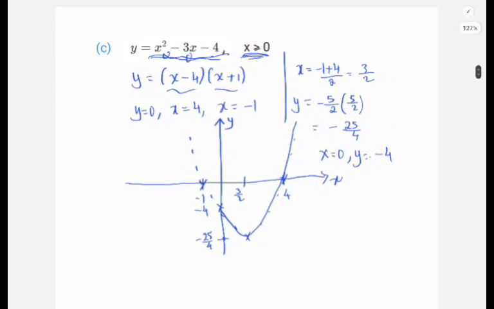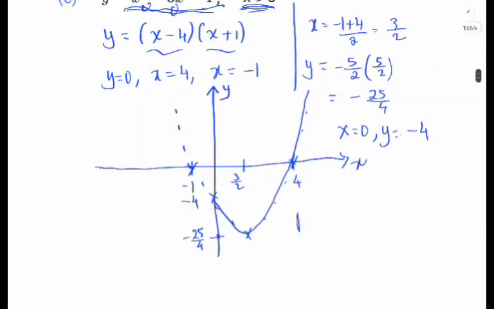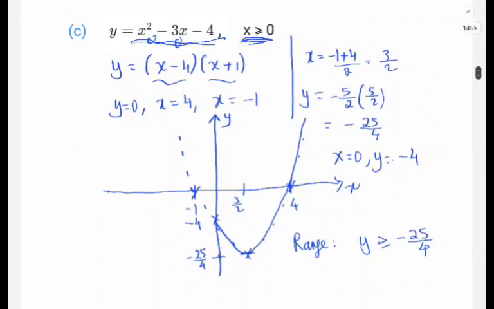What will be the range here? Range will be y, what's the smallest value here? Negative 25 over 4. So y is bigger than or equal to negative 25 over 4. That will be the range. But this is the graph you have to sketch.